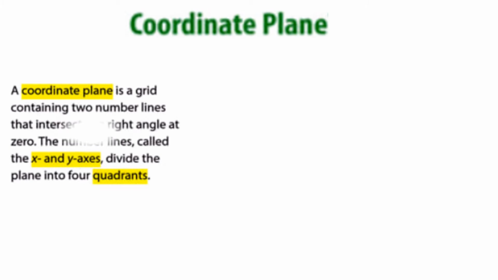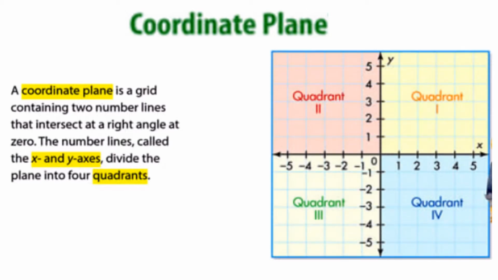So let's remind you what the coordinate grid is, which is the grid containing two number lines, which were named the x-axis and y-axis, if you remember that. So the coordinate plane is a grid containing two number lines that intersect at a right angle at 0, which is called the origin point. The number lines, called the x and y axis, divide the plane into four quadrants. So the one shown here, guys, is called the coordinate plane.